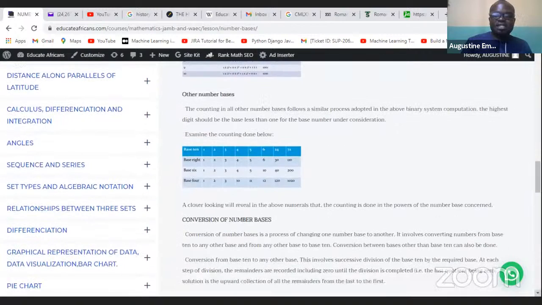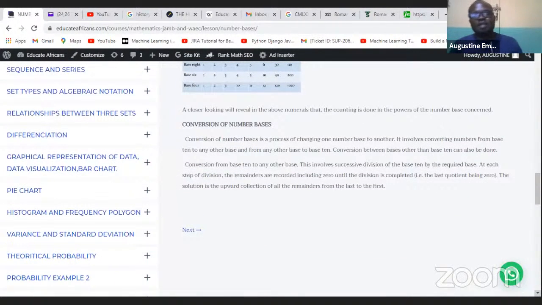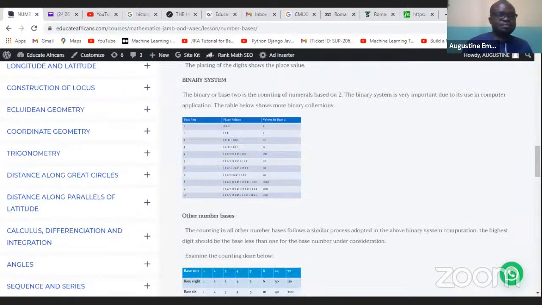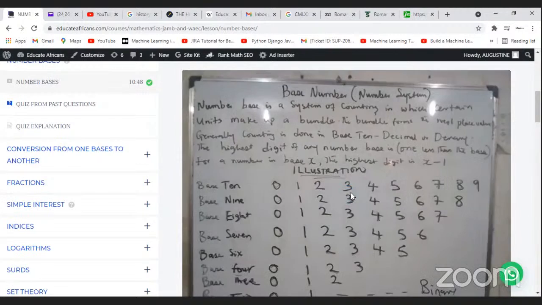Then you can also have other bases like hexadecimal, base 6, base 8, and the rest of them. But most importantly, in your exams concerning base numbers, you're going to be tested on your ability to convert from one base to the other, mostly from base 2 to 10, or from other bases to 10 and backwards. So we're going to be looking at all these conversions and try to understand them. Let's play this before we go to conversion.